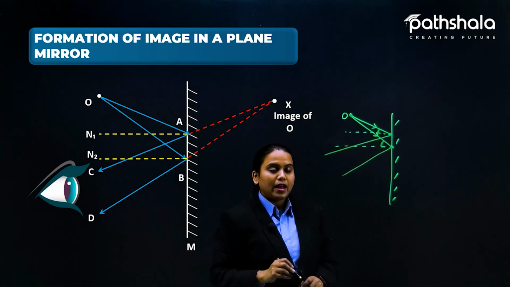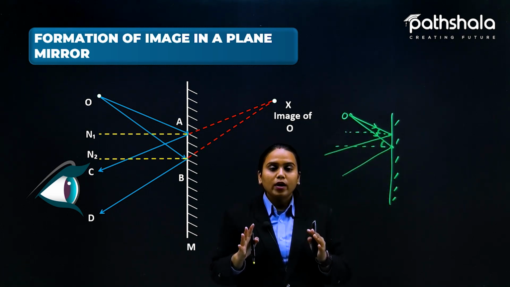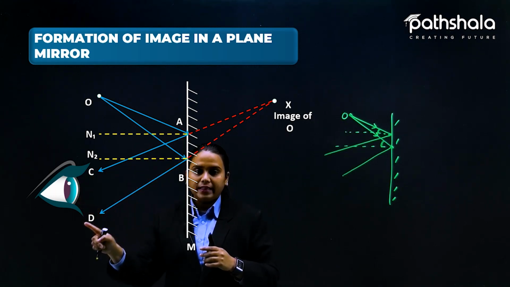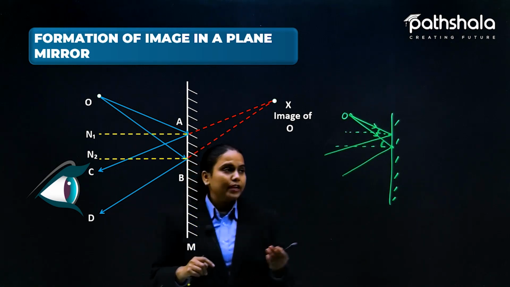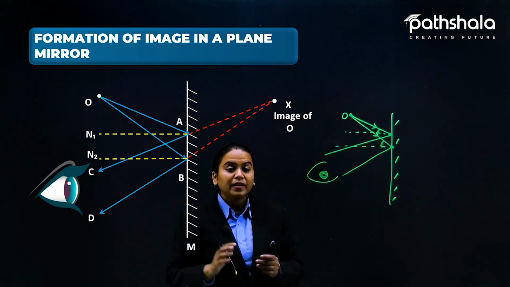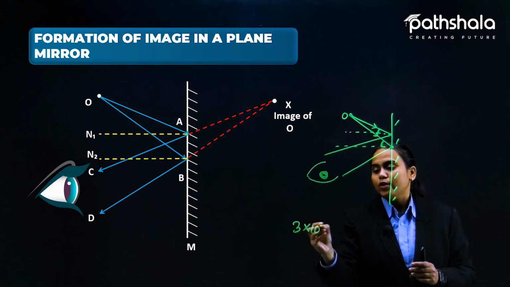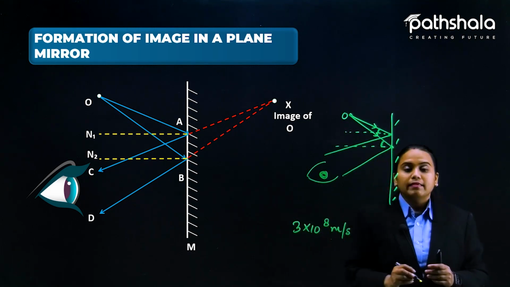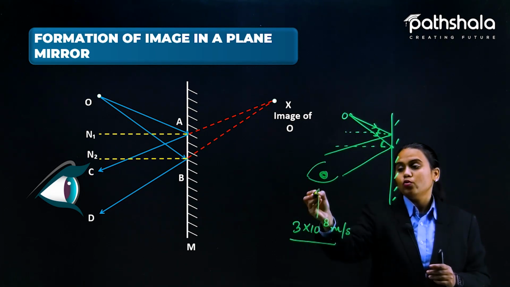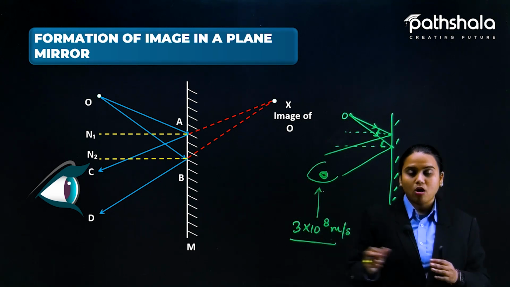This angle of reflection makes the reflected rays go in this direction, so we have AC and BD. All of this is received by our eyes. But the speed of light is too high, 3 multiplied by 10 to the power 8 meters per second, and our eyes are not capable enough to grasp this speed.